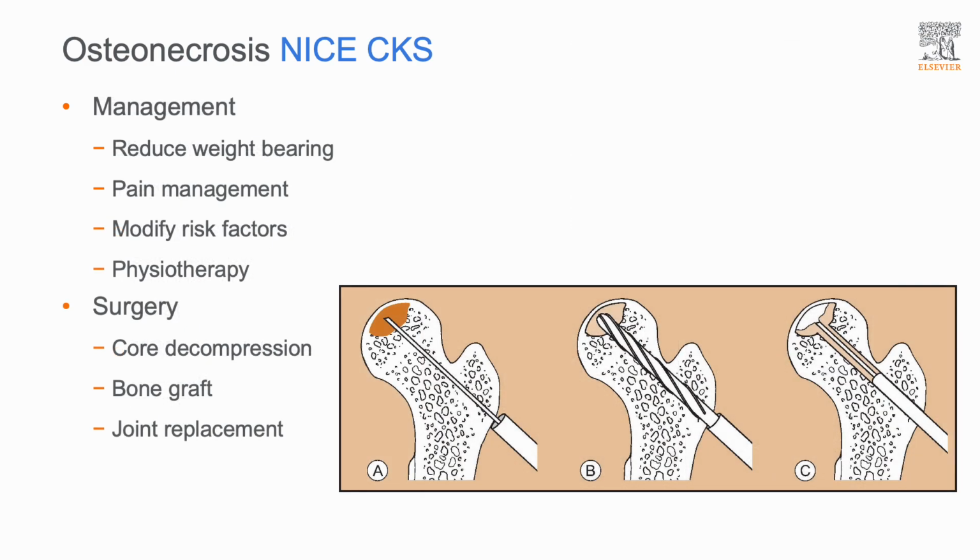Management of osteonecrosis involves reducing weight-bearing status, management of pain, modification of risk factors such as reduction in alcohol, smoking, and steroid use, and physiotherapy. Surgical management involves core decompression, seen on the right here, where a drill is used to decompress the necrotic bone, which is then replaced with either metal augment or a bone graft. And joint replacement surgery may be required if there is significant bony destruction.